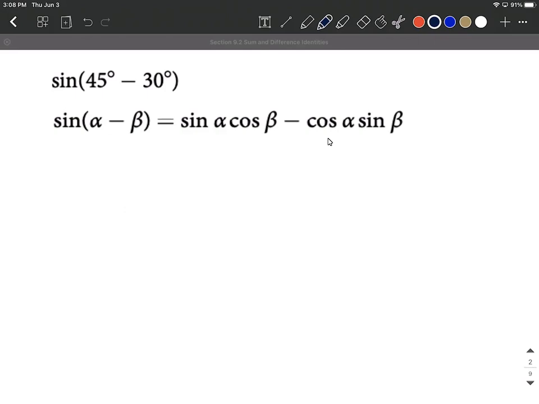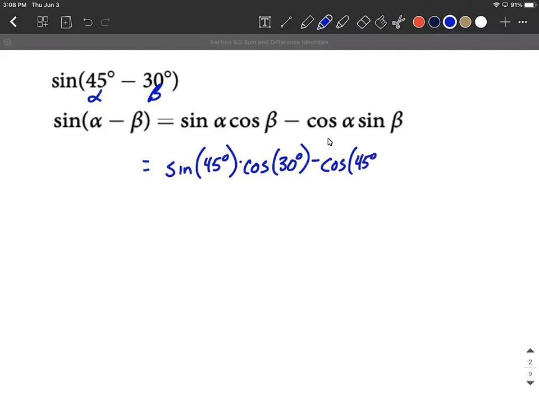From this point, most of it really is just identifying what we are going to use for our alpha and what we are going to use for our beta. So 45 degrees is our alpha, 30 degrees is our beta, and we can rewrite our original problem as sine of 45 degrees, just filling that in for our alpha, times cosine of our beta, which is 30 degrees, minus cosine of alpha, back to our 45 degrees, times sine of our beta, which was 30 degrees.